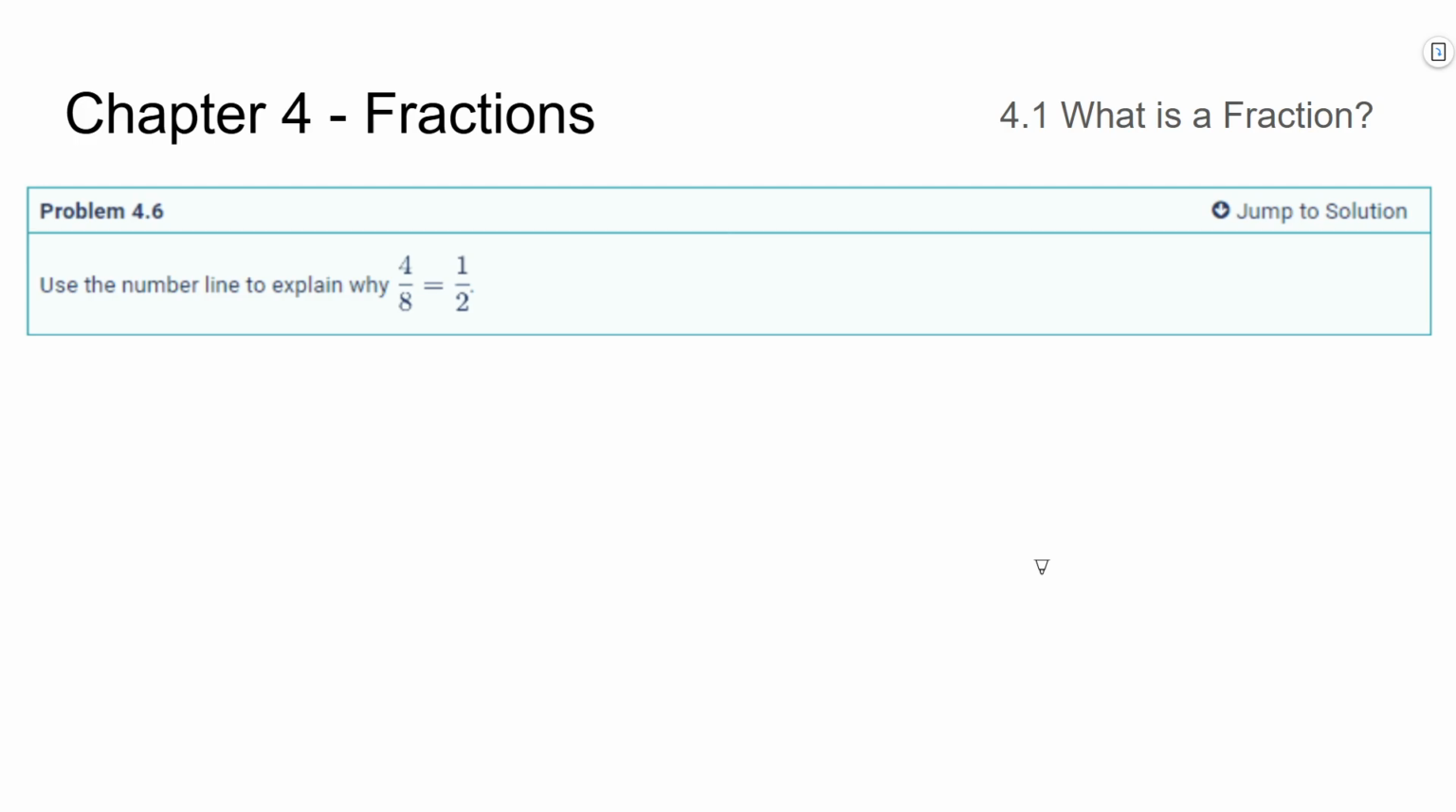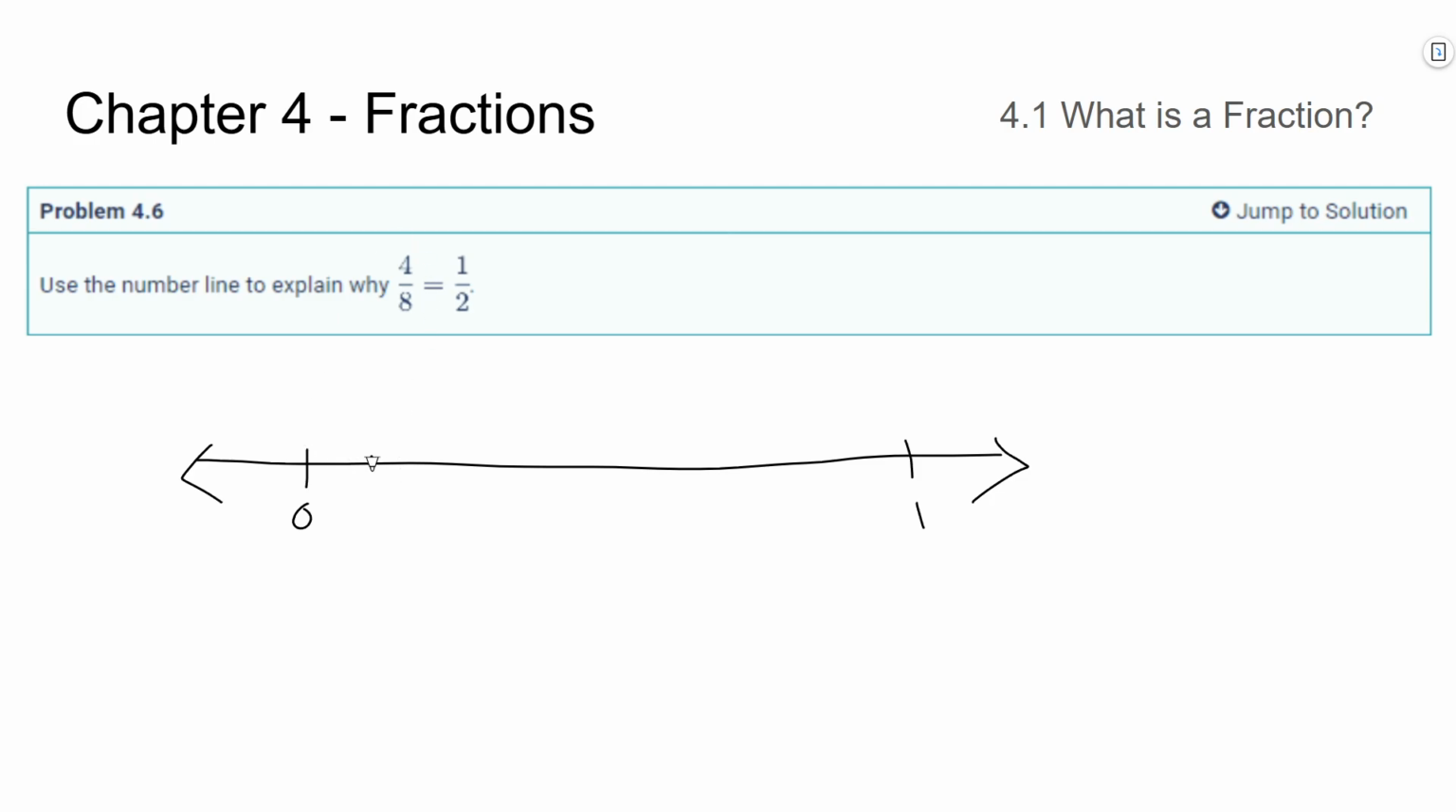All right, use the number line to explain why 4 over 8 equals 1/2. All right, so let's make a number line. It's going to be split up into 8 pieces. So let's do 0 and 1. Let's see if I can do better than last time. It's going to be split into 8 pieces.